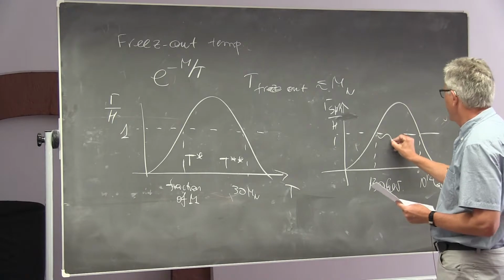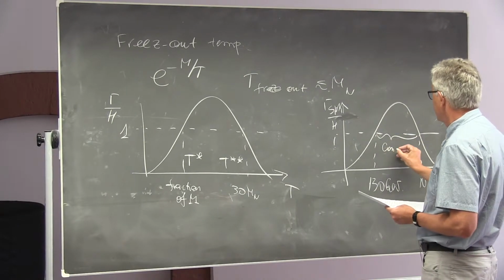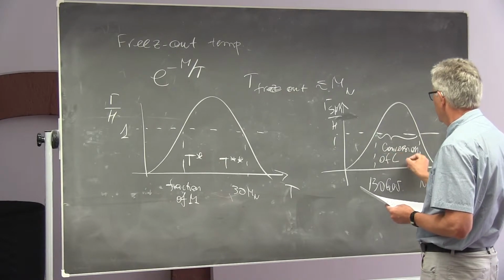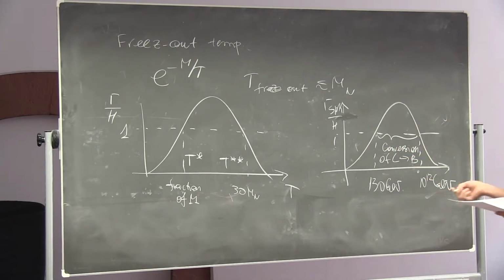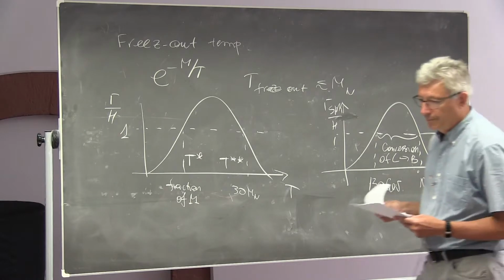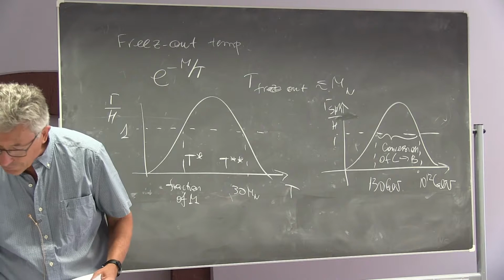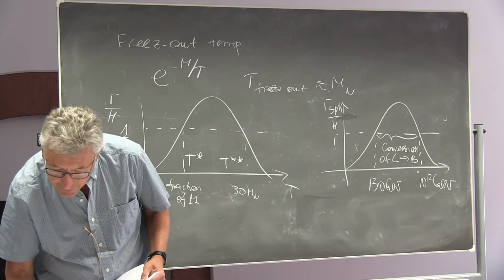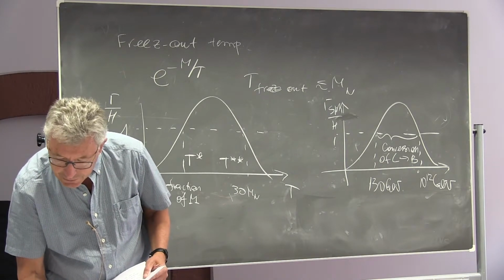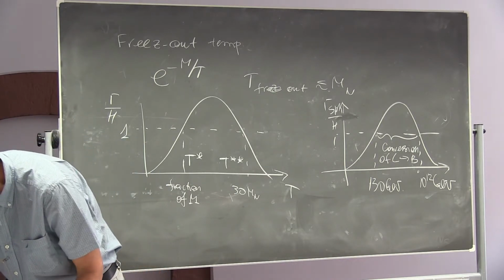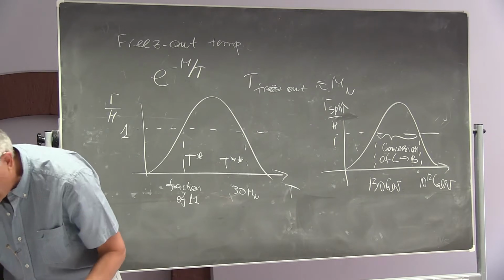So during this time, conversion of lepton number to baryon number is possible. Outside this region, this is not possible. Okay, now consideration of that allows us to have two logical possibilities.